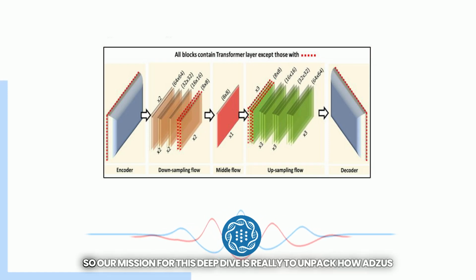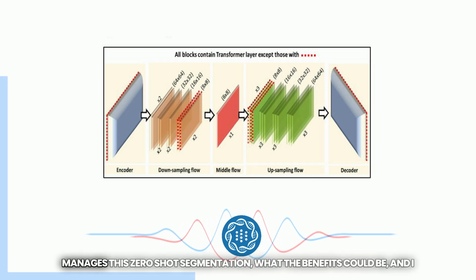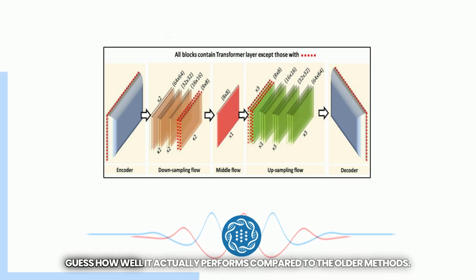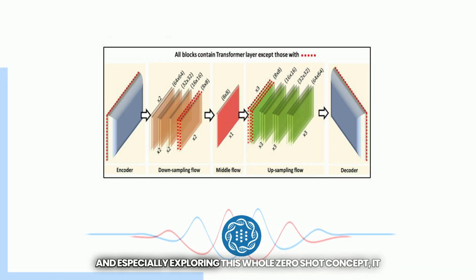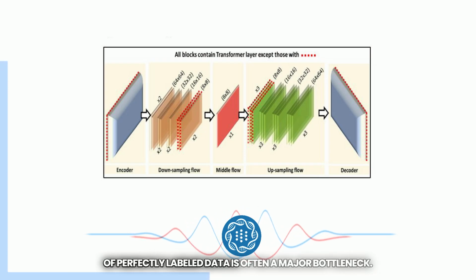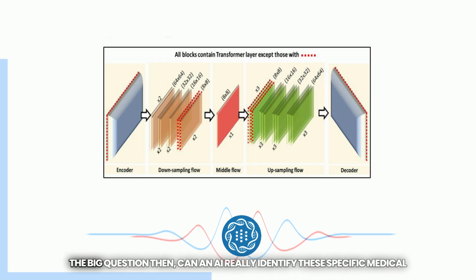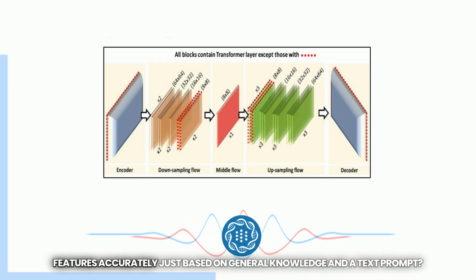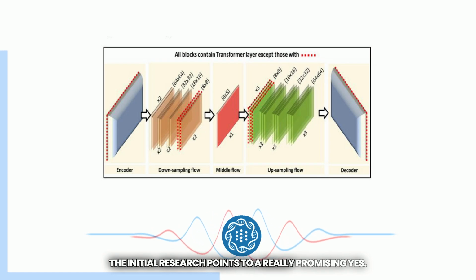Got it. So our mission for this deep dive is really to unpack how ADZUS manages this zero-shot segmentation, what the benefits could be, and I guess how well it actually performs compared to the older methods. Right. And especially exploring this whole zero-shot concept, it can be huge for medical imaging, where getting large amounts of perfectly labeled data is often a major bottleneck. The big question then, can an AI really identify these specific medical features accurately just based on general knowledge and a text prompt? The initial research points to a really promising yes.